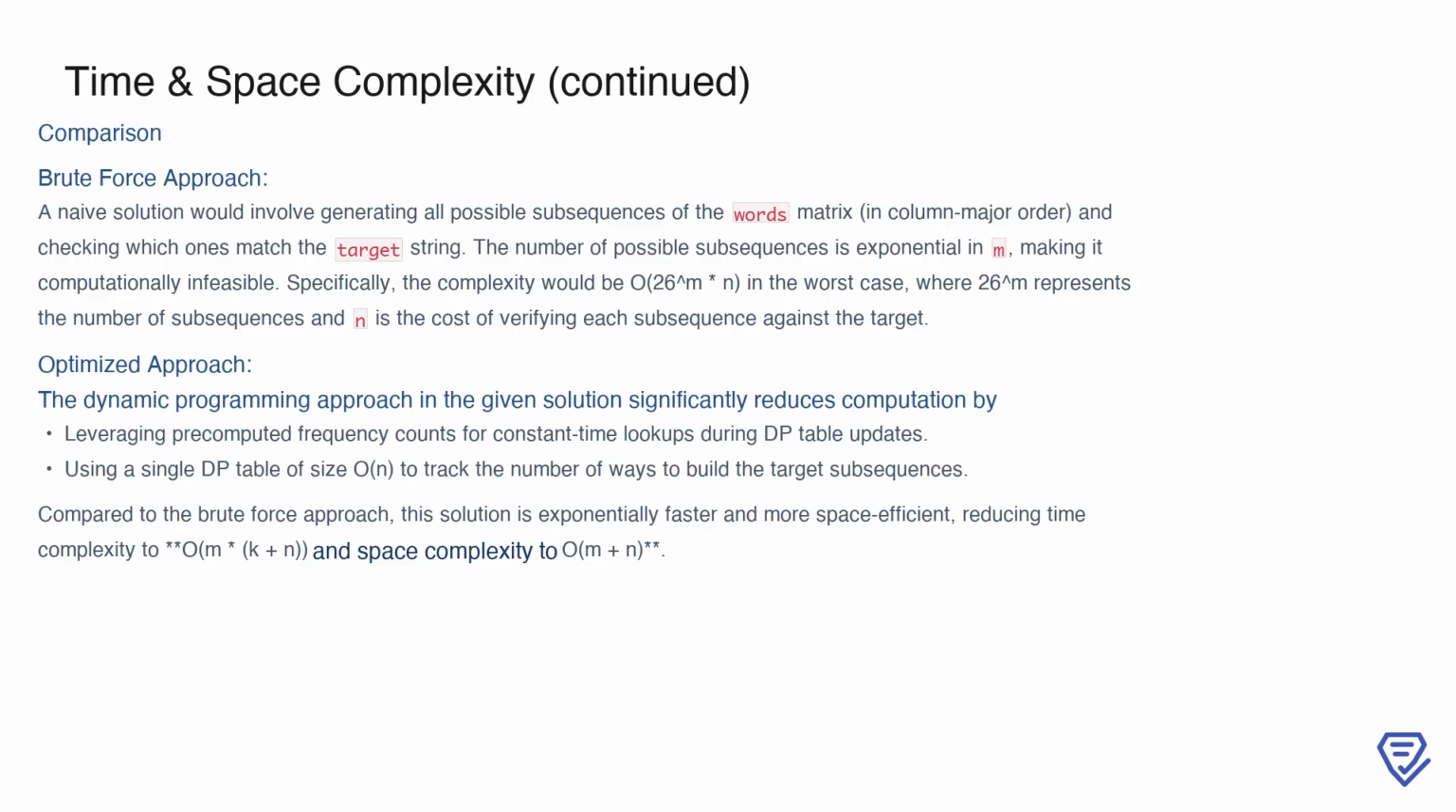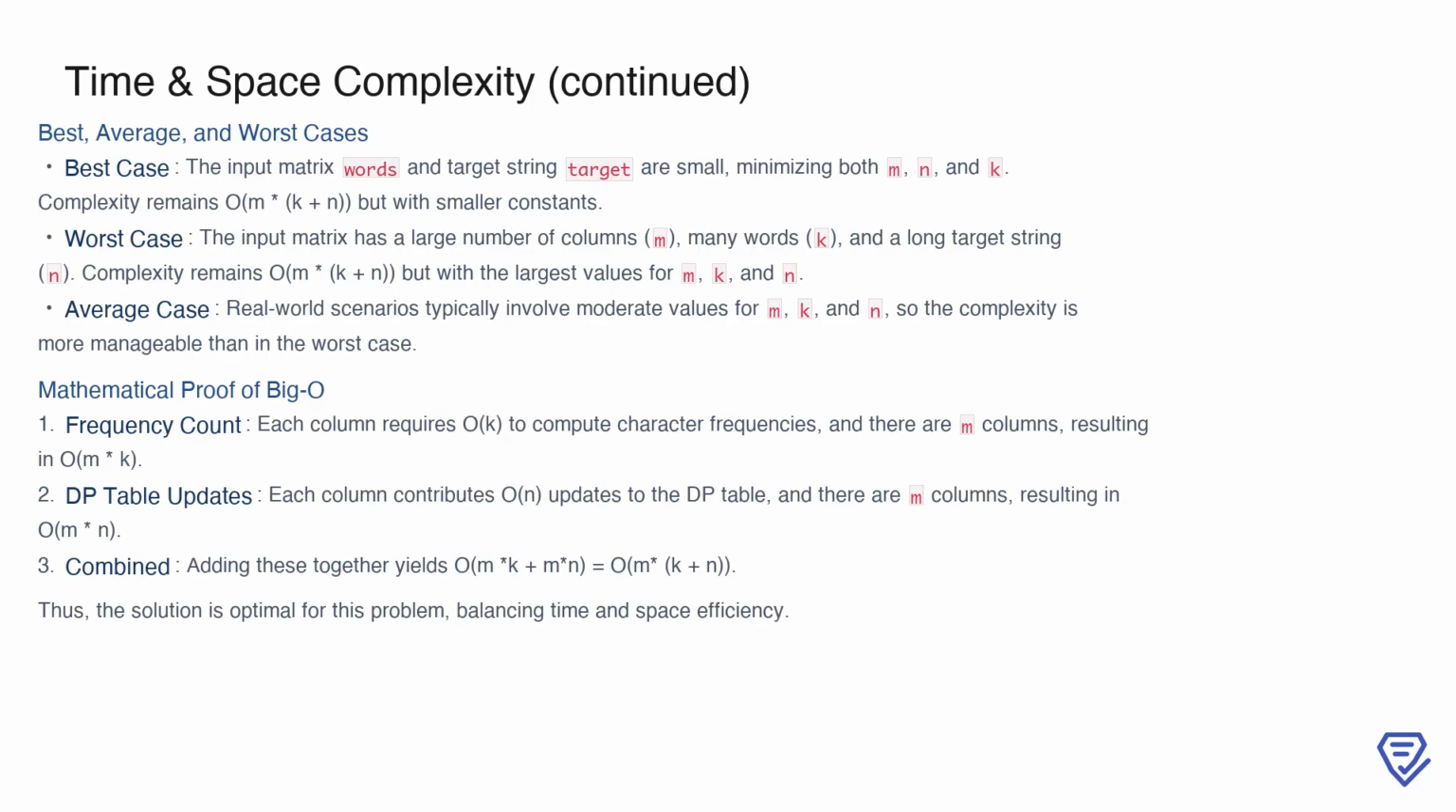In contrast, the optimized dynamic programming approach avoids this inefficiency by using pre-computed frequency counts for constant time lookups and maintaining a single dp table of size n. This reduces the time complexity to m*(k+n), and the space complexity to m plus n, making the solution exponentially faster and far more space efficient. In terms of best, average, and worst case scenarios, the solution remains consistent in its big O complexity of m*(k+n), regardless of the inputs.